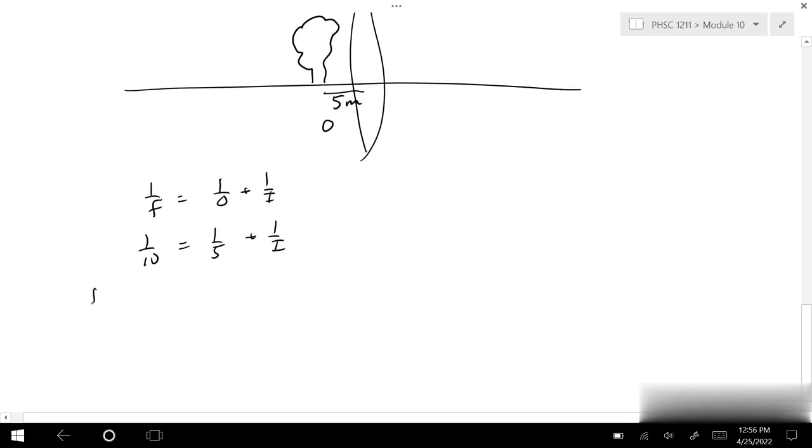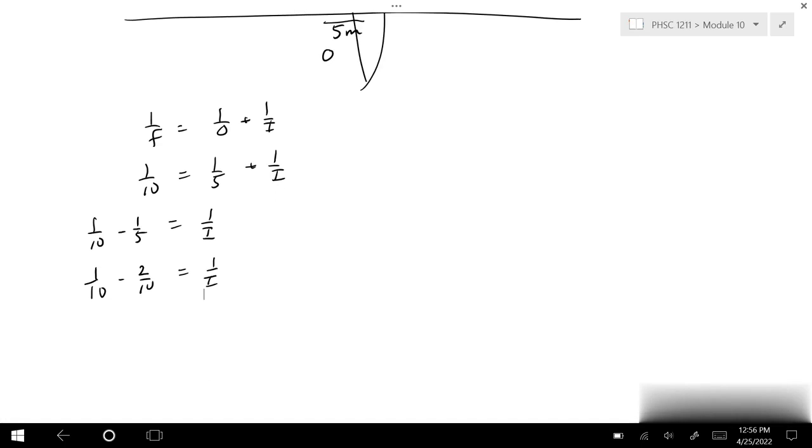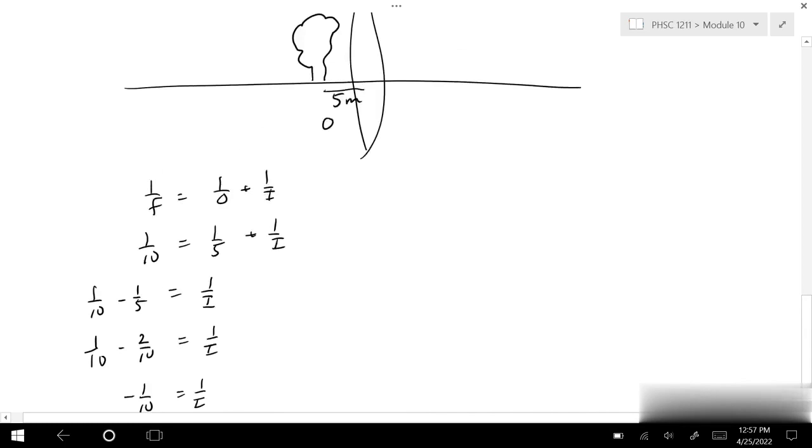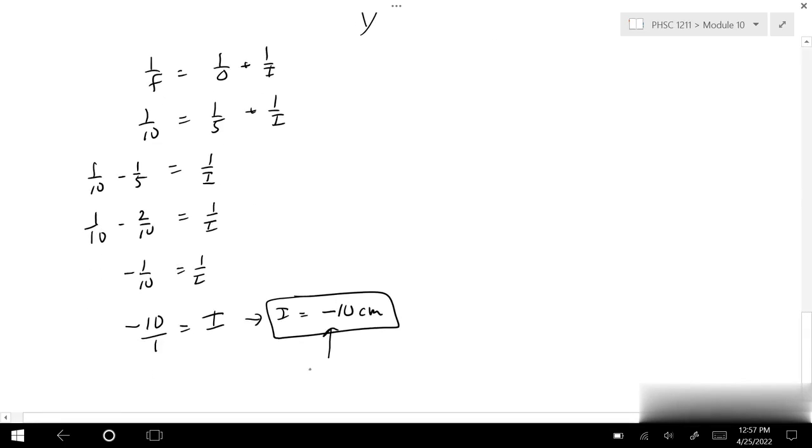Take that 1 over O over. So I have 1 over 10 minus 1 over 5 is equal to 1 over I. So common denominator is 10. So I have 1/10 minus 2/10, which is a negative 1/10, is equal to 1 over I. And I need to flip both sides. So I have a negative 10 over 1 is equal to I, or my I is equal to negative 10 centimeters. So now this negative means that I have a virtual image.